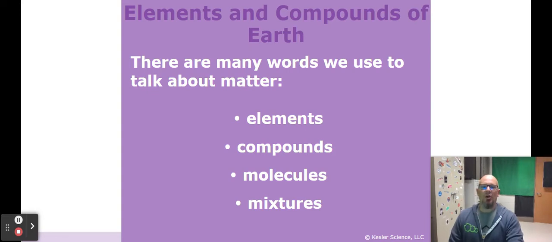We can see there are many words we use to talk about matter. Here's some examples of them: elements, compounds, molecules, and mixtures. Molecules is a little unique in there because it can refer to an element or a compound, but we'll talk about what those are. We're going to talk about the differences between them.